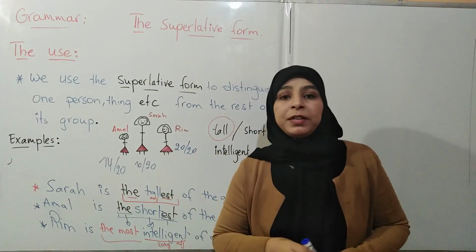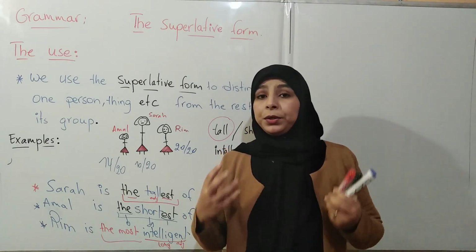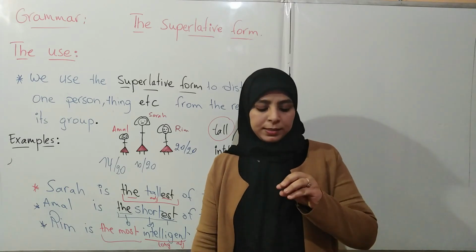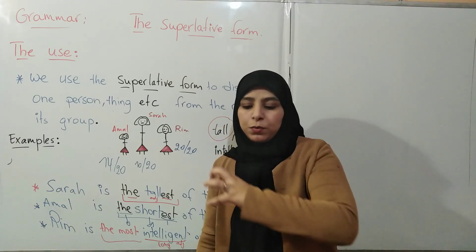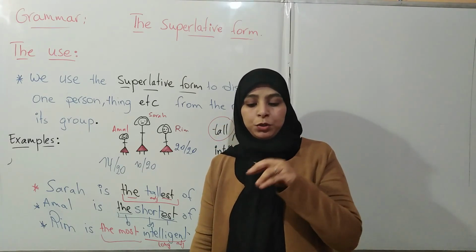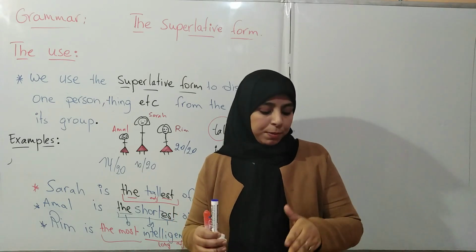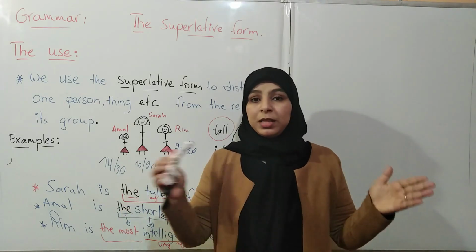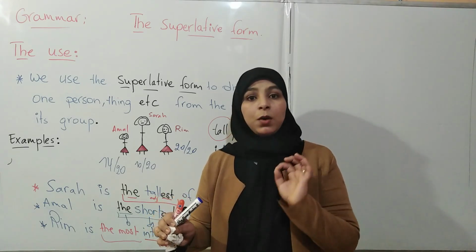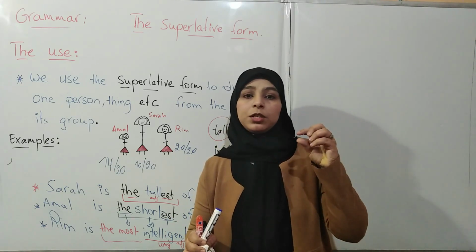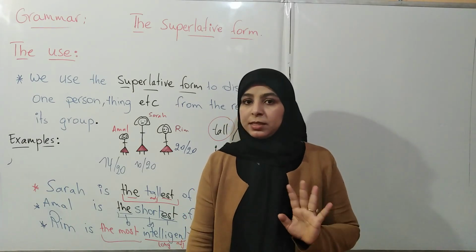Before moving to the second part in this lesson, let me catch up. Again, we use the superlative form to distinguish one person, one thing, one idea, one animal from the rest of its group. We choose it. Remember, we don't compare it. We don't compare this one with that one. No, that is called the comparative form. Now we're choosing one, distinguishing one person or thing or animal or idea from the rest of its group. I think it's clear right now.